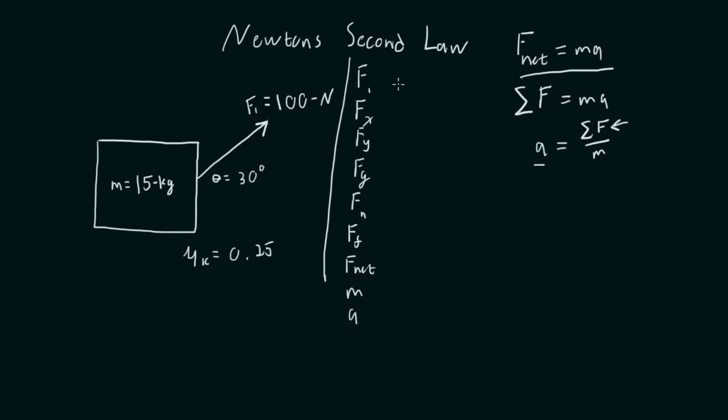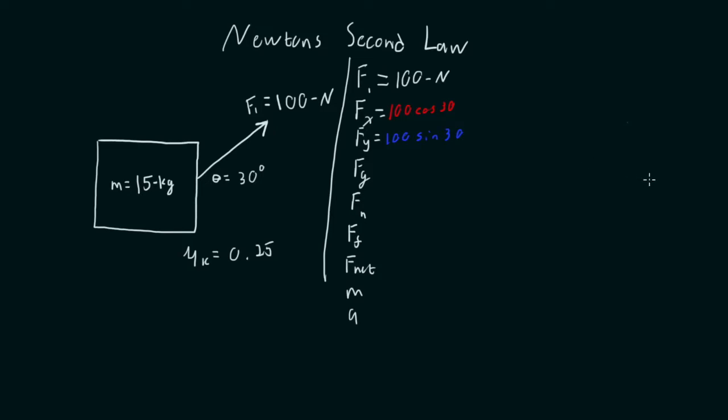Okay? Now, F1 is 100 newtons. Fx, Fy, those will be 100 times the cosine of 30 and 100 times the sine of 30. So let's get rid of this so that we can have some room to work. Well, let's calculate those. So my Fx is going to be equal to 86.6. My F in Y will be equal to 50.